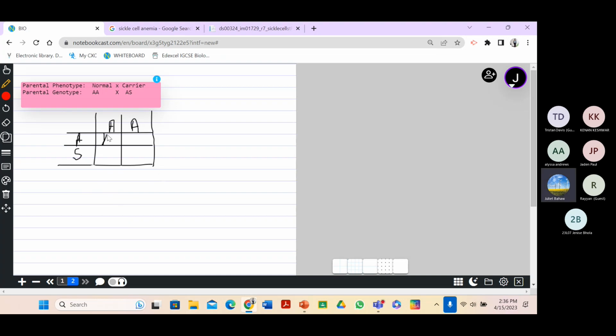So here we have two big A. Here we have a codominant case. Here we have a normal. The person is normal. Here we have codominant again. So this ratio is a 1-to-1 ratio.